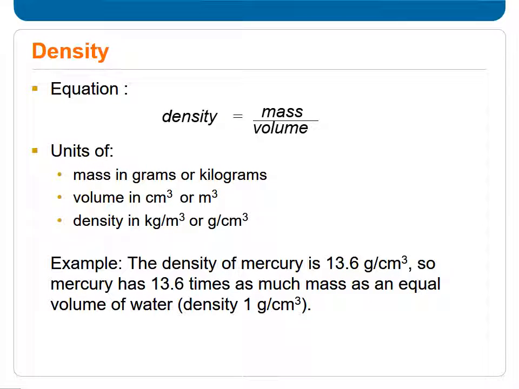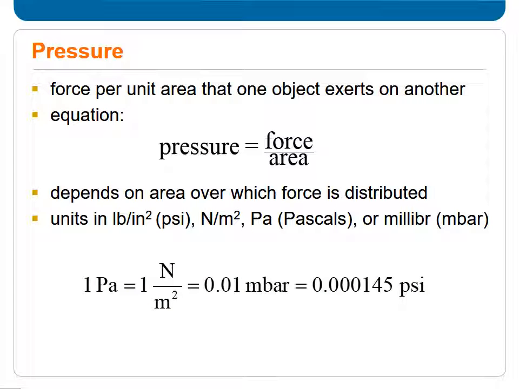In SI units, density is measured in kilograms per cubic meter. In CGS units, density is measured in grams per cubic centimeter. Pressure is the force per unit area that one object exerts on another. Pressure depends on the area over which the force is distributed. A force distributed over a very large area exerts a very small pressure. The same force distributed over a very small area exerts a very large pressure.